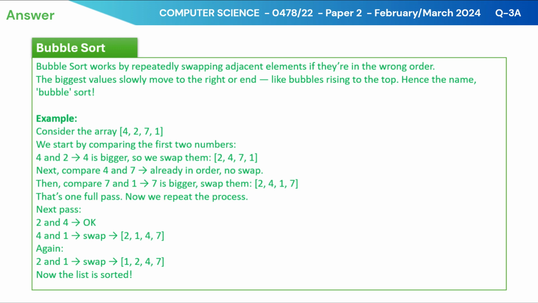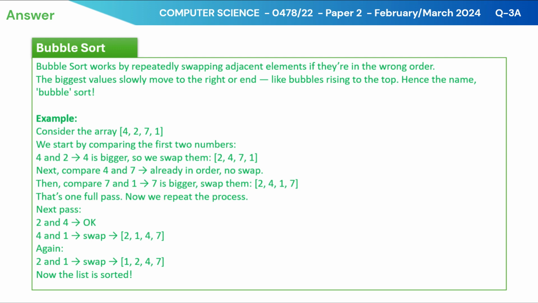We start by comparing the first two numbers. 4 and 2, 4 is bigger, so we swap them. Next, compare 4 and 7, already in order, no swap. Then compare 7 and 1. 7 is bigger, swap them. That's one full pass. Now we repeat the process.